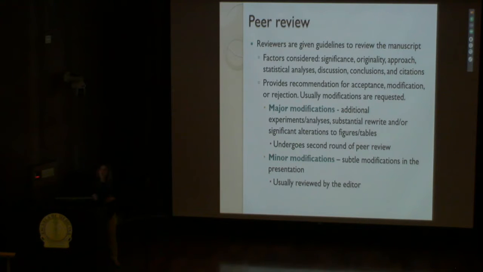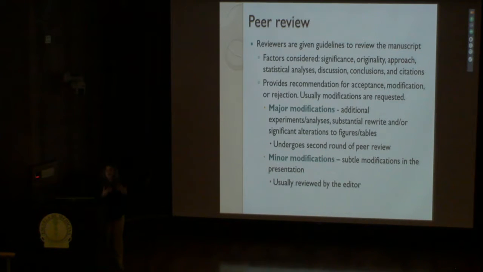So in terms of peer review, it's a structured process. Reviewers are given guidelines to review the manuscript where they consider significance, originality, approach, the discussion, appropriate statistical analysis, conclusions, and even citations. The reviewer then can provide three recommendations: rejection, acceptance, and modification. Like most of you must know, outright acceptance is extremely rare. Usually, papers come back with major modifications or minor modifications.